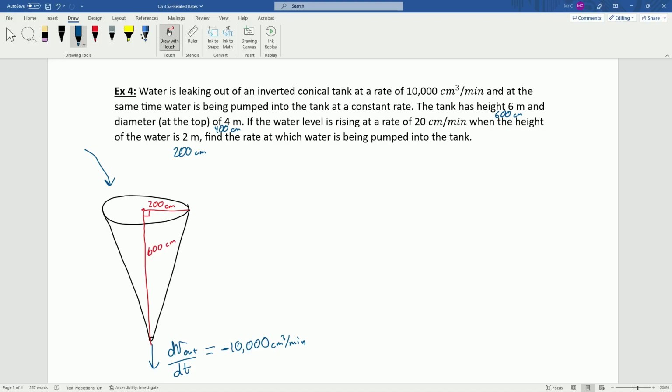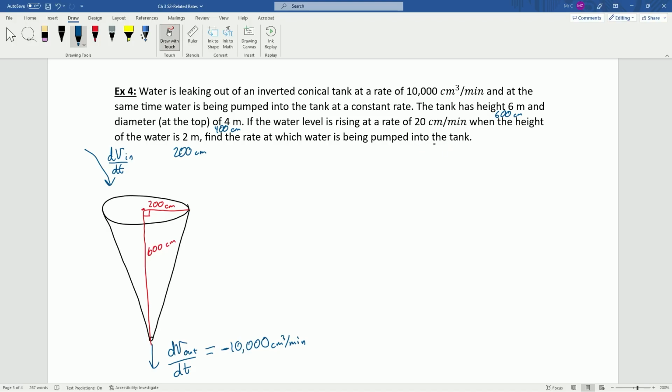Now, at the same time, water is being pumped into the tank at a constant rate. So there's this dV in. It doesn't say what it is. The tank has height 600 centimeters and diameter 400 centimeters at the top. The water level is rising at a rate of 20 centimeters per minute when the height is 2 meters, or 200 centimeters. Find the rate at which water is being pumped into the tank.